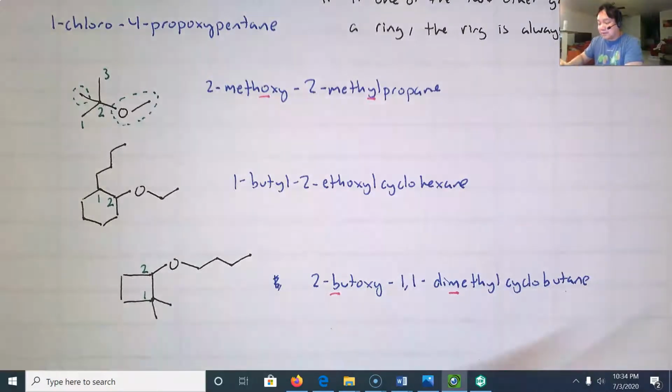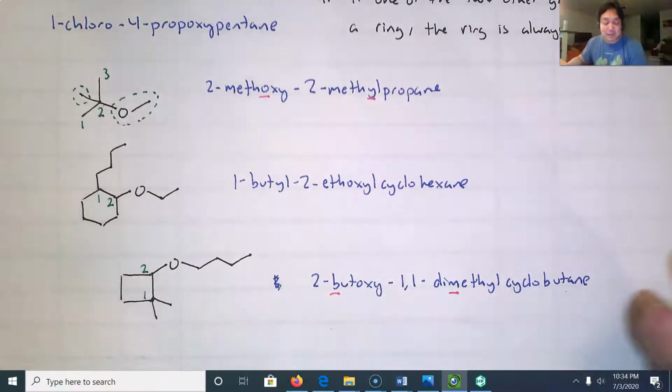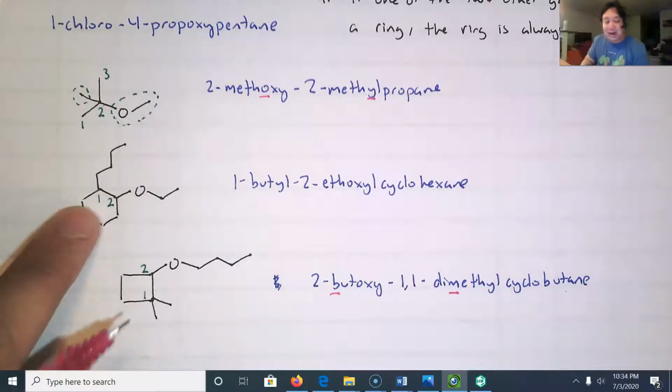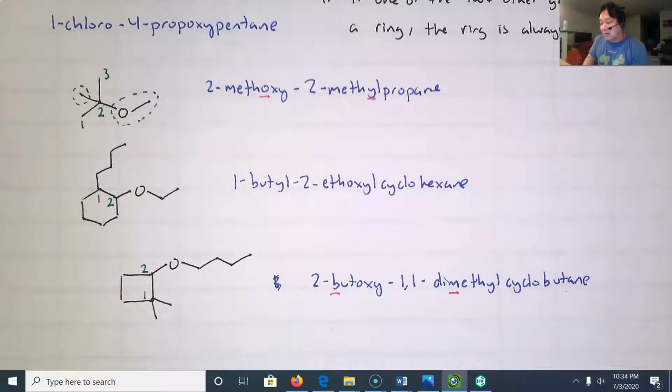The numbering is not decided on the identity of the substituent. The numbering is only decided based on the location. You only use the alphabet when there's a tie. Okay? When you number it two different ways and you get substituents on the same carbons. Is there anything else I want to do? I think that's it in terms of naming.